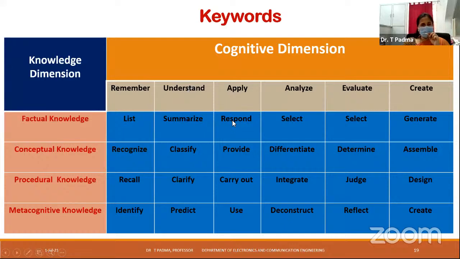Similarly, respond, provide, carry out, and use are the keywords which can be used at the applied level for different knowledge dimensions. Similarly, for analyze, for evaluate, for create. So these are a few keywords which can be used for the knowledge as well as the cognitive dimension, for both learning as well as teaching applications.